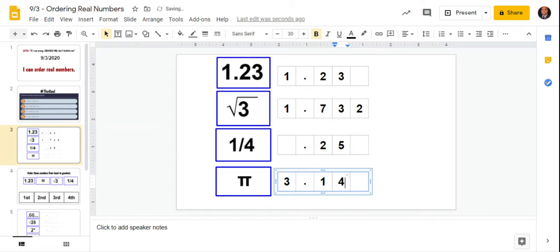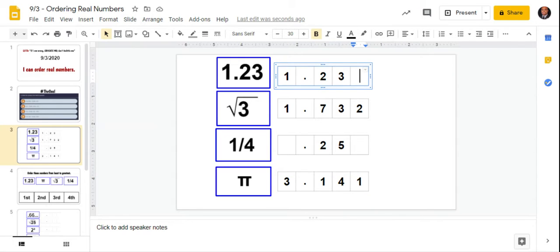Pi is 3.14159, and that's not the last digit because pi goes on forever. We're just going to use these three. We're only going to do up to 3 values past the decimal point. So these little open spots right here, we need to fill in with 0.